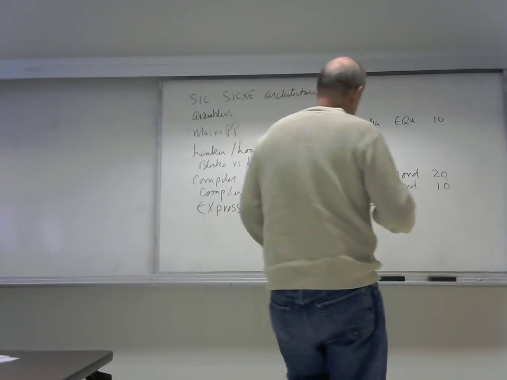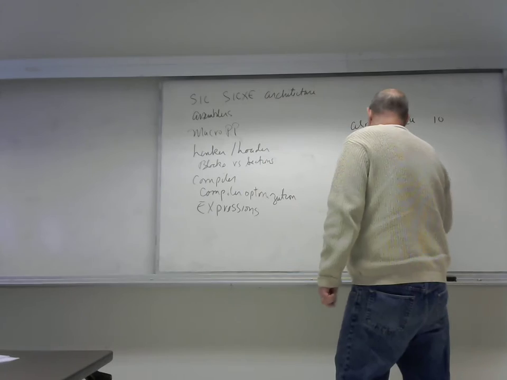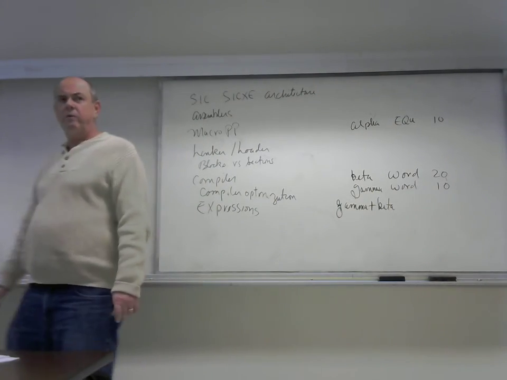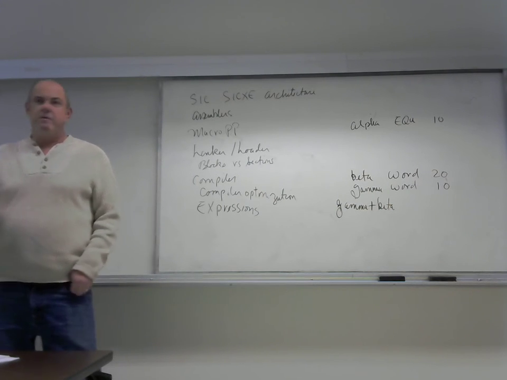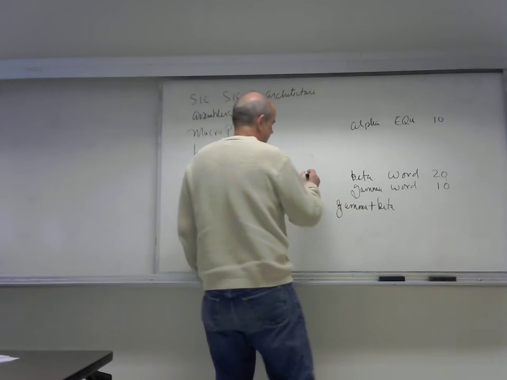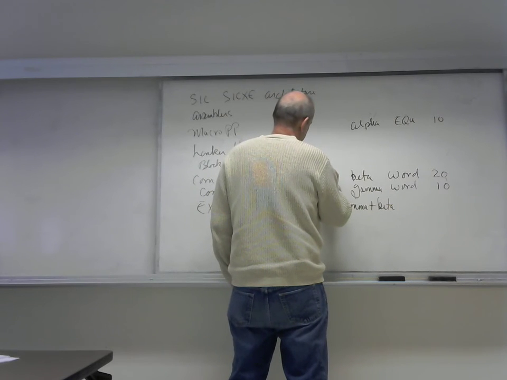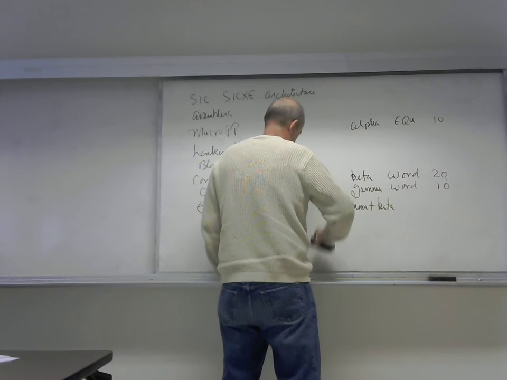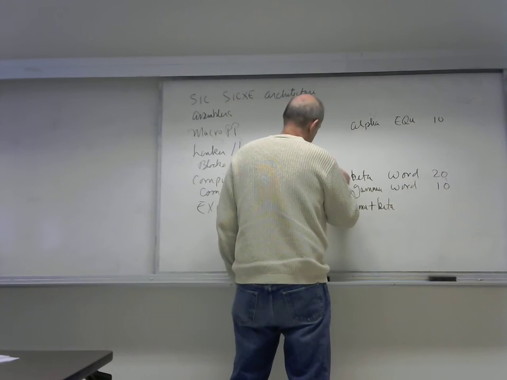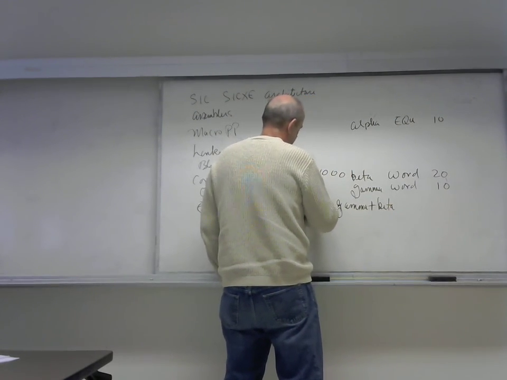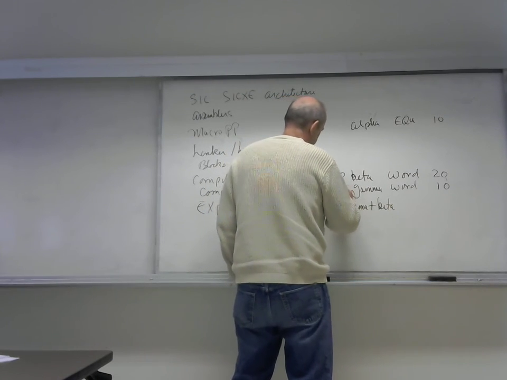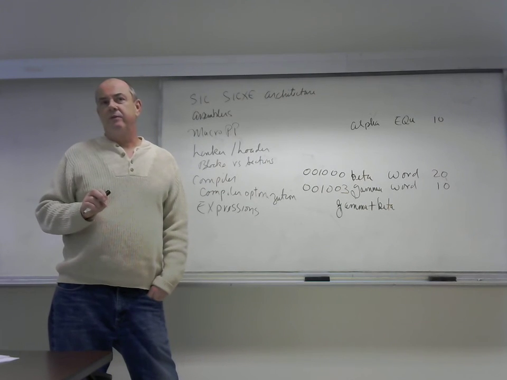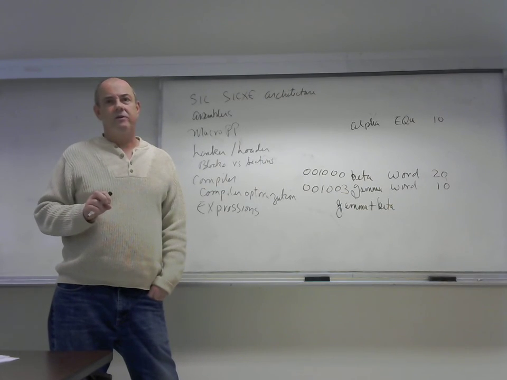What about this? Well, that's nonsense. Is that clear to everyone why this is nonsense? Let's make up an address here. Let's say that beta is at 1,000 and gamma is at 1,003. Gamma plus beta is 2,003. But what's that? You don't have anything at 2,003.